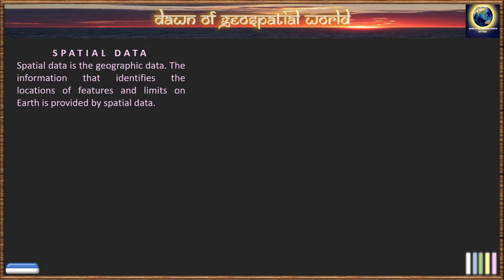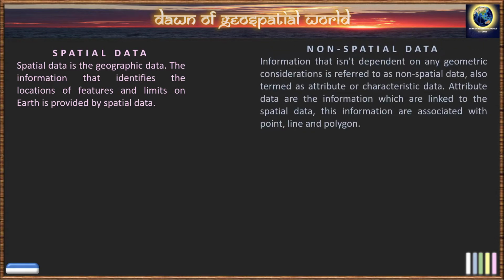Spatial data. Spatial data is geographic data. This data indicates the locational information of any feature on Earth. Non-spatial data. This data is independent data which has information about spatial data. That's why it is also known as attribute or characteristic data.